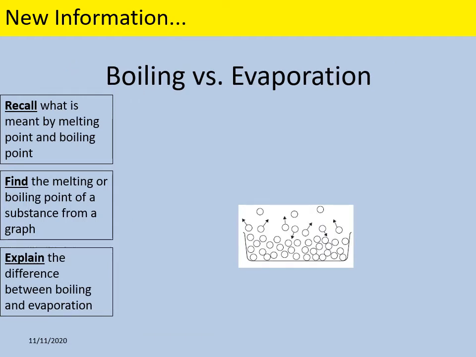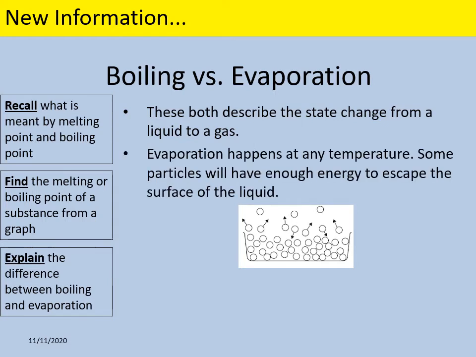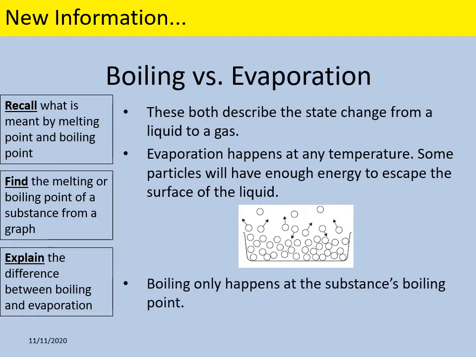So we're going to look on this slide at the difference between boiling and evaporation. Both of these terms are describing the state change from a liquid to a gas. But evaporation will happen at any temperature. Some of the particles in a liquid will have enough energy to escape the surface of the liquid and turn into a gas. So if you leave a glass of water out on the windowsill for a week, some of the water will have evaporated by the time you come back. The water hasn't boiled, but some of the liquid has turned into a gas. Boiling only happens at the substance's boiling point.